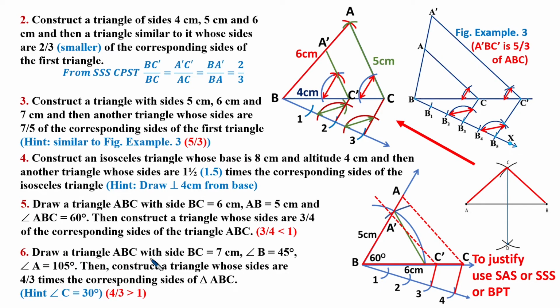6. Draw a triangle ABC with side BC 7 centimeter. Angle B is 45 degree. Angle A is 105 degree. Then construct a triangle whose sides are 4 by 3 times the corresponding sides of triangle ABC. So this is also very similar to it, and these two angles are given. So angle AB is given.